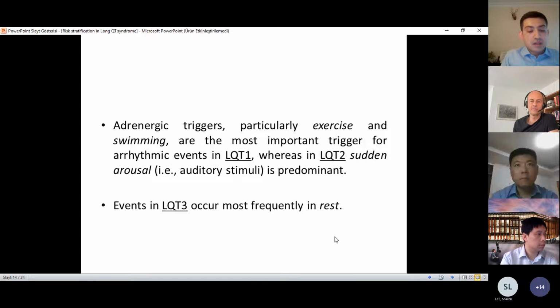On the other hand, adrenergic triggers, particularly exercise and swimming, are the most important trigger for arrhythmic events in long QT1, whereas in long QT2, sudden arousal is predominant. Events in long QT3 occur most frequently at rest.